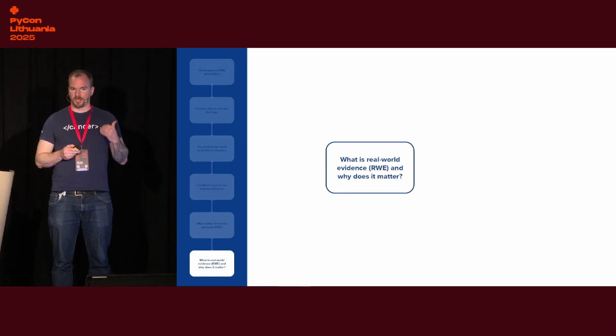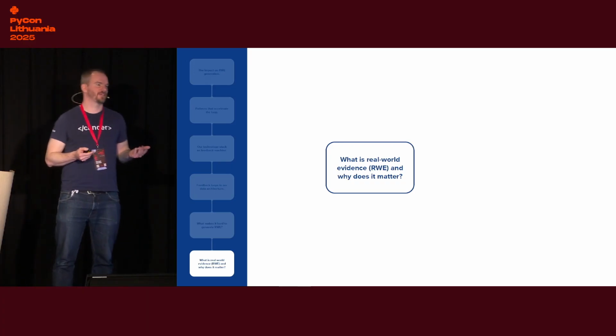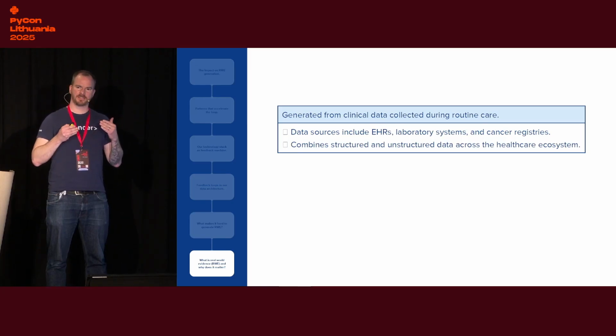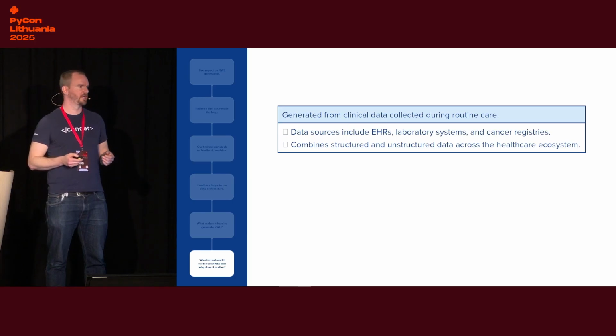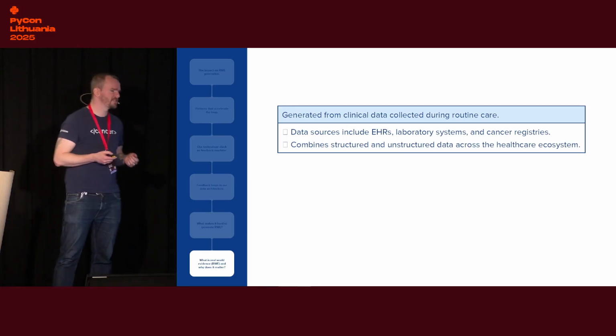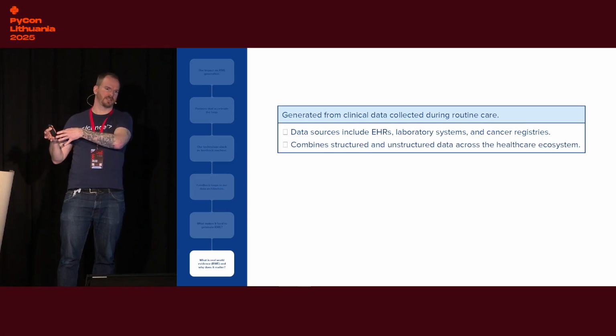Okay, let's start with what real-world evidence is. Before I joined the company, I never heard about this, so I don't assume that anyone else knows, and I'm going to explain it. The idea of real-world evidence is that you take data that's already available in operational systems from hospitals, from state-run cancer registries, from laboratory systems, and turn this kind of data into research-grade data sets.